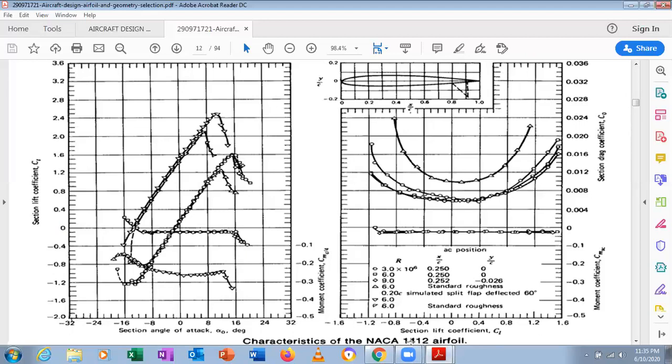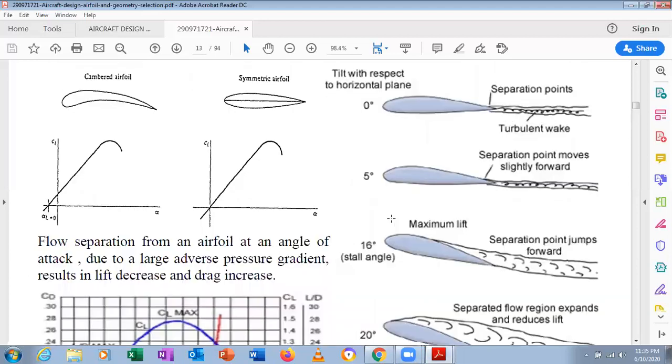If the first two numbers are 0, then it is called a symmetric airfoil. If it is NACA 14, where the number is not 0, then it is called a cambered airfoil, having a camber of 14%. We will discuss this in detail. Here we can see a cambered airfoil and a symmetric airfoil. The cambered airfoil has a camber line, and the symmetric one has no camber, it is called 0 camber.